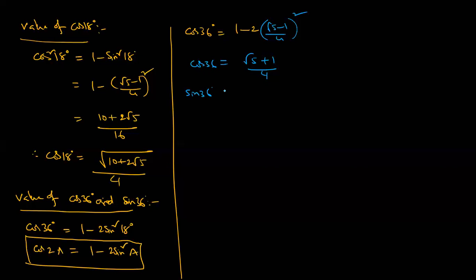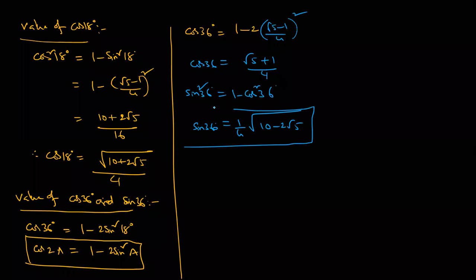Similarly, sin 36 degrees, how to find it? 1 minus cos square 36 degrees. So 1 by 4 into root over 10 minus 2 root 5, dear student, that is sin 36. Right?